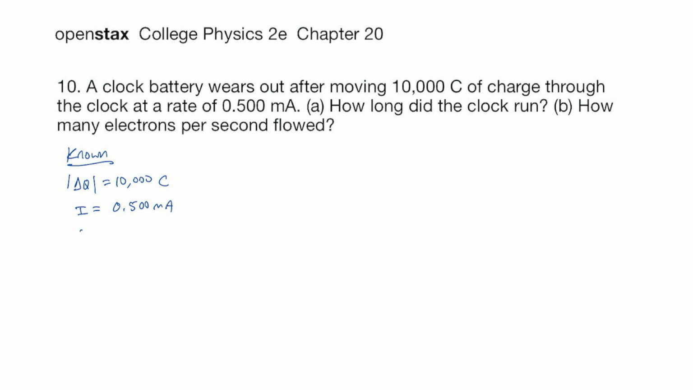In part A, we're looking for delta T. In part B, we're looking for the number of electrons per second. Let me just add per second.